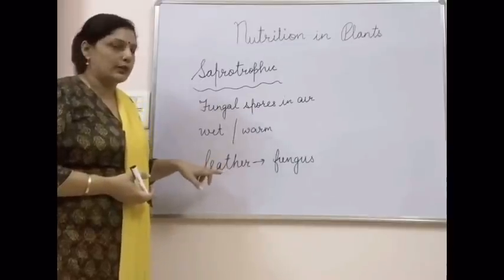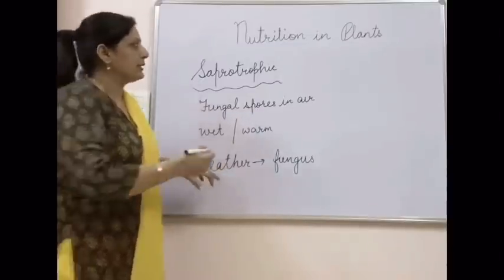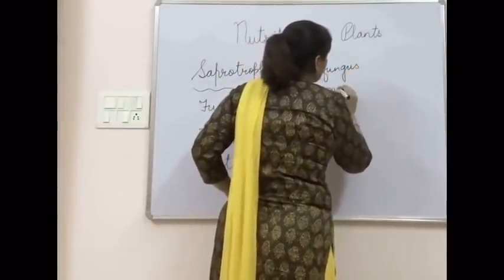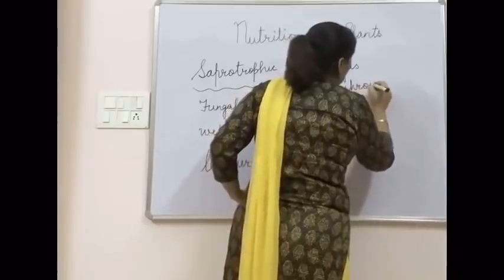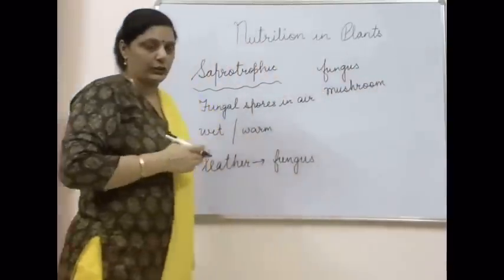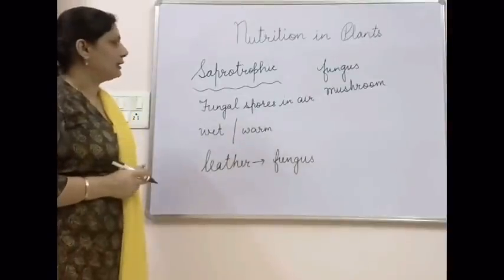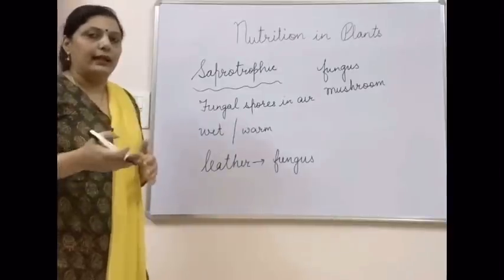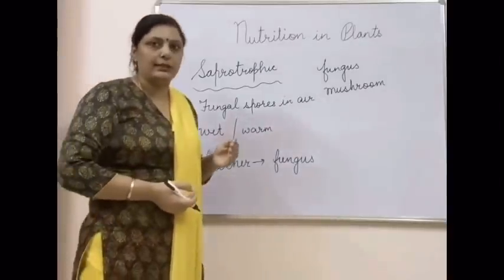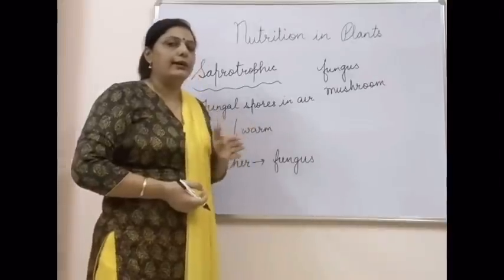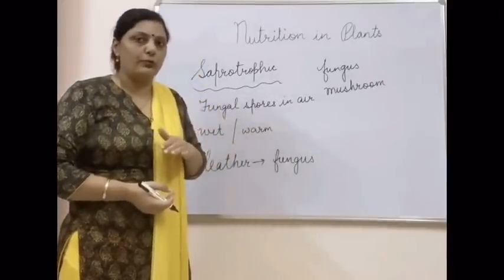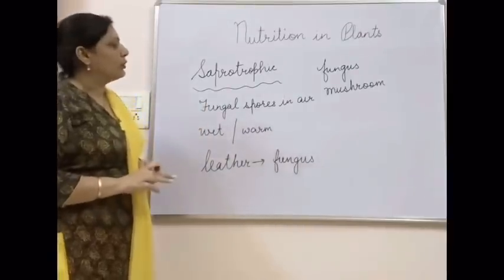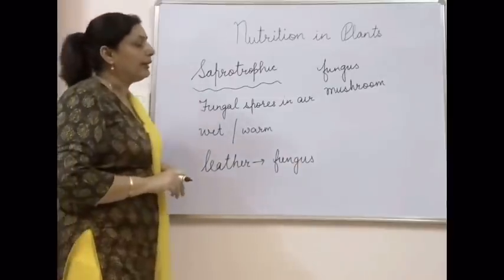And this mode of nutrition, which is taken up by the fungus as well as the mushroom, which is a type of fungus only, is called the saprotrophic mode of nutrition. So, the saprotrophic mode of nutrition is the one in which the organism feeds on dead and decaying matter by releasing some digestive juices and then converting that dead and decaying matter into soluble form, which can be easily taken up by the organisms.